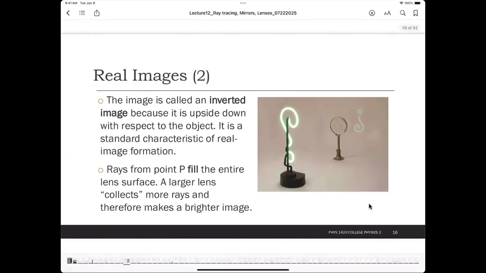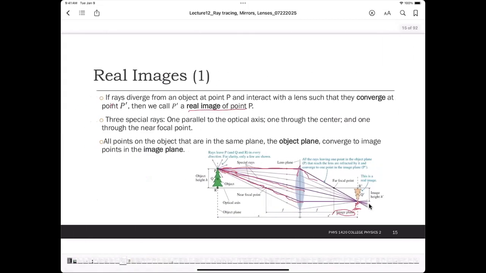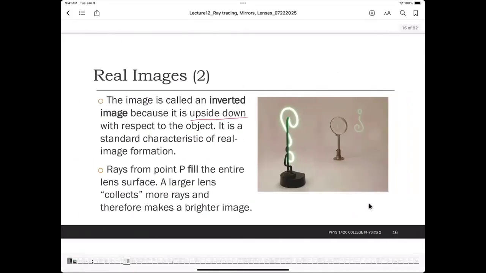Okay, let's talk about one application. The image is called an inverted image because it is upside down. You can see this one is upside down. Do you see that? The image is called an inverted image because it is upside down with respect to the object. It is a standard characteristic of real image formation.